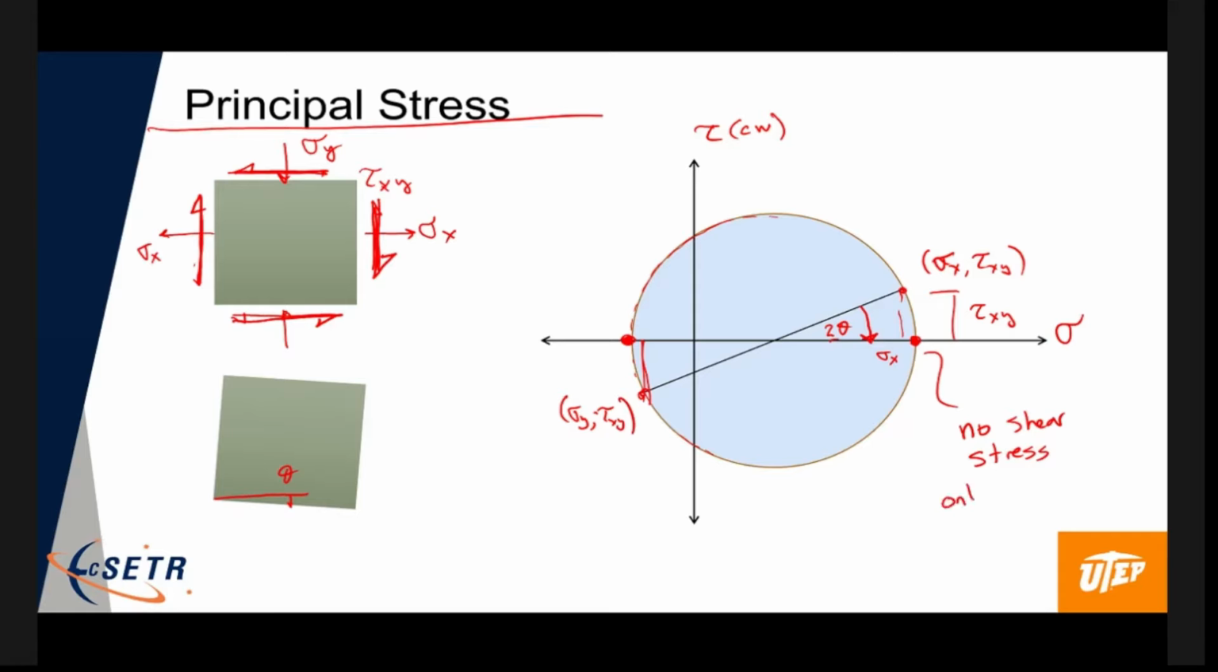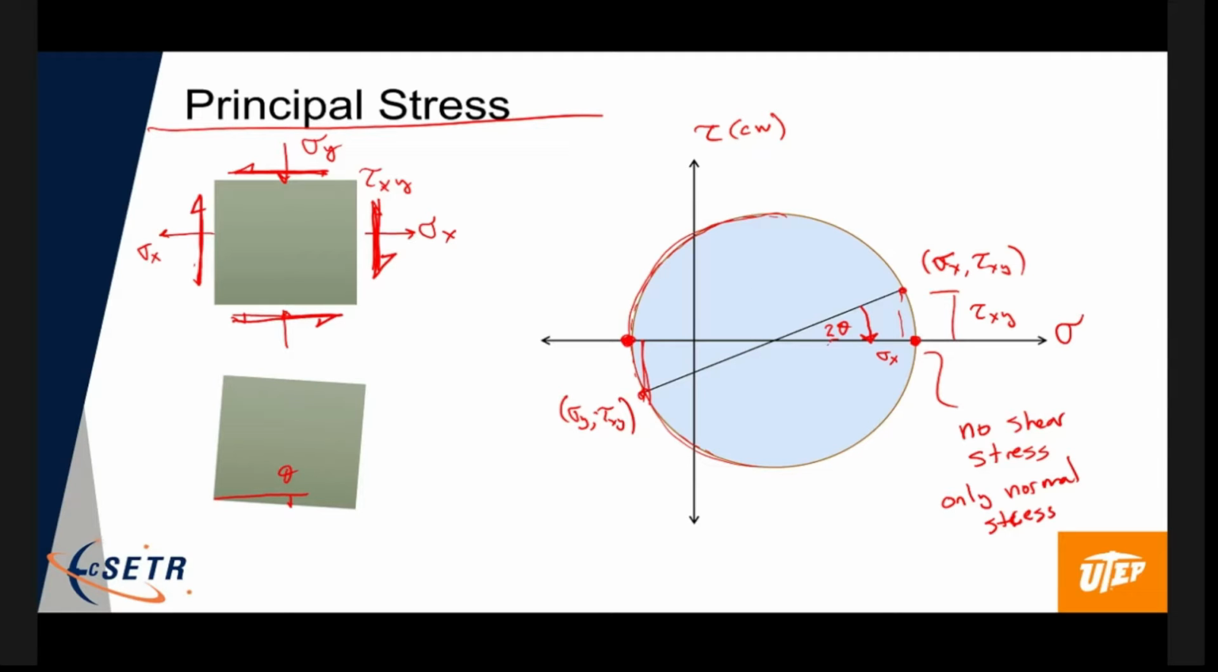Only normal stress. All right? And that's going to always exist. You're going to get a circle, right? Even if you have some weird degenerate case where the normal stresses are 0, you still get a circle, okay? So you're going to get a circle, and it will be centered on the x-axis.